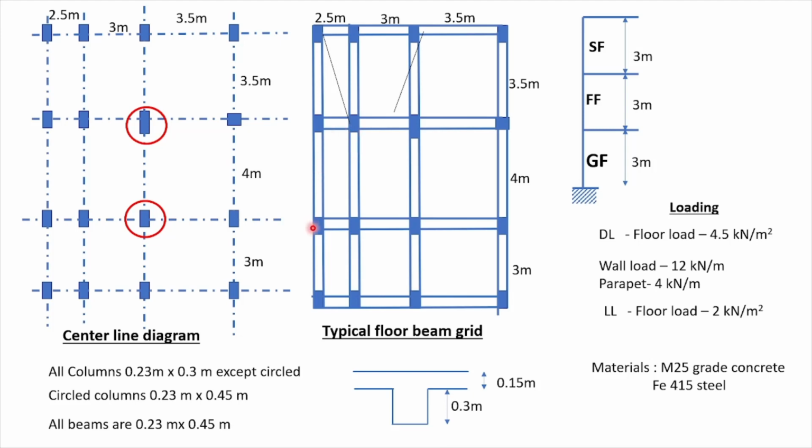And for the time being, I am considering all the beams as having the same wall load, and on the roof you will have a parapet, and the parapet wall will be 4 kilonewton per meter. All right. So how do we arrive at this wall load of 12 kilonewton per meter, and the floor load of 4.5 kilonewton per meter square from the dead load?